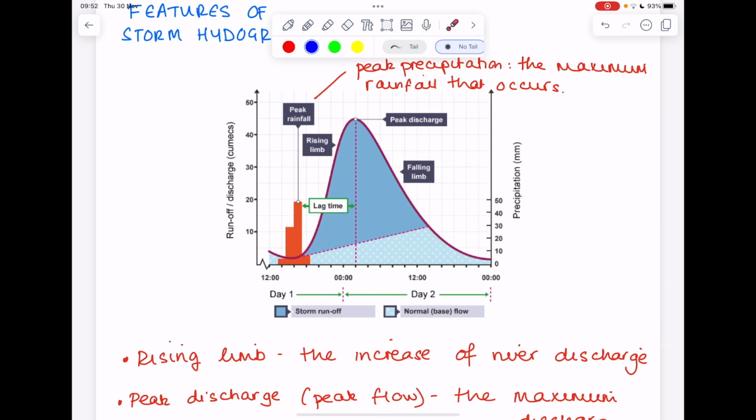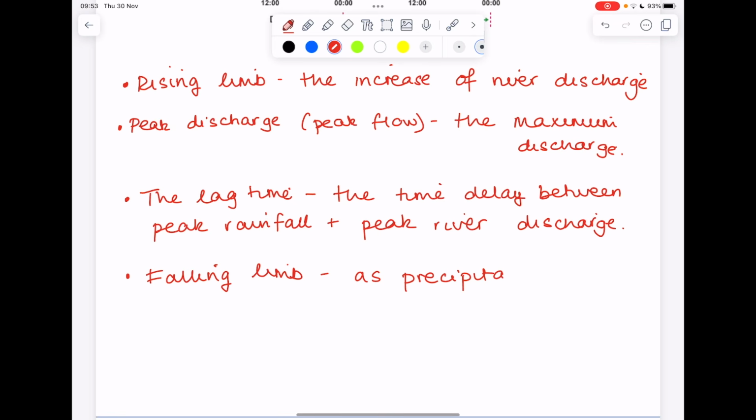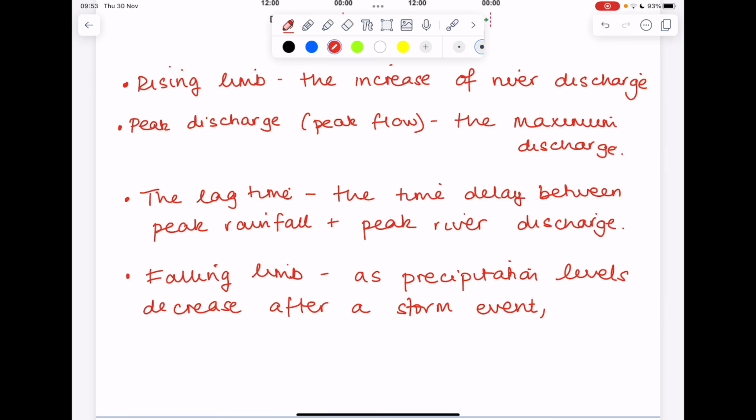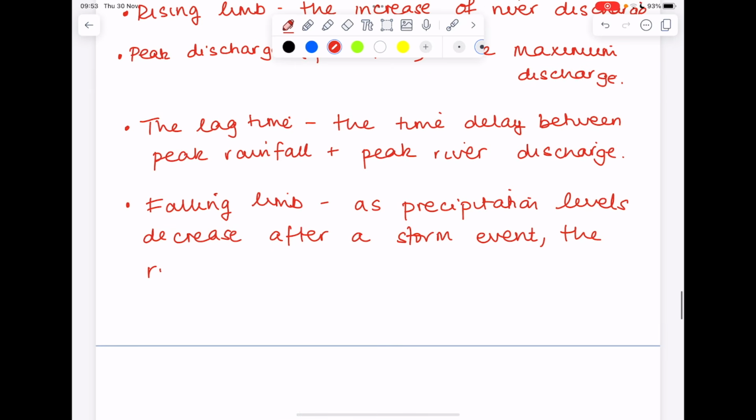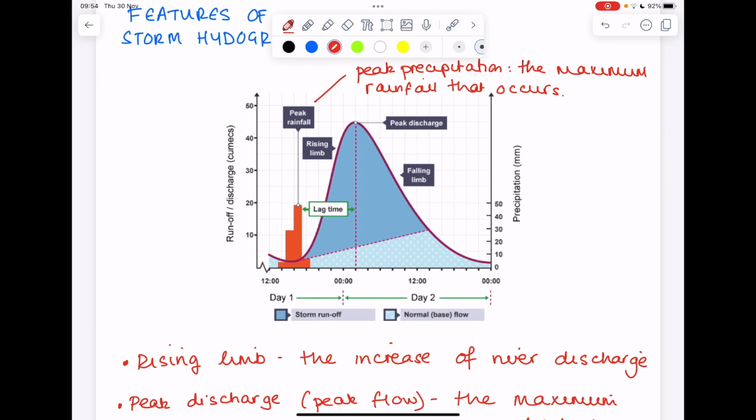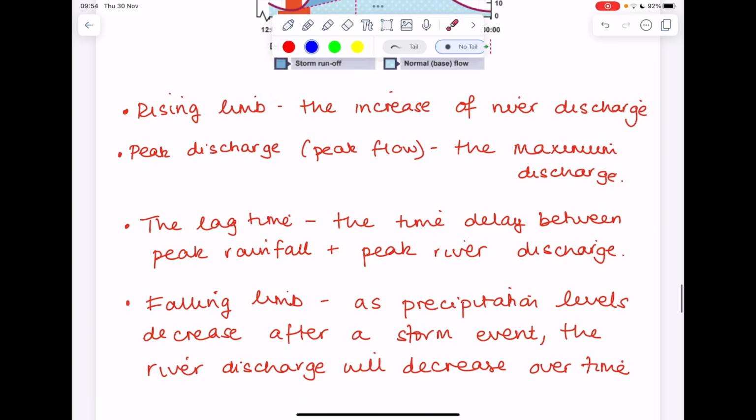So we've dealt with peak rainfall, rising limb, lag time, peak discharge, but what about this falling limb? We can see that negative gradient of the graph line. This is known as the falling limb, and what it's trying to say is that as that storm precipitation levels decrease, in turn, river discharge will decrease because less water will be entering the rivers. And then last up, base flow, we can see down here. That's when the river discharge returns to normal.